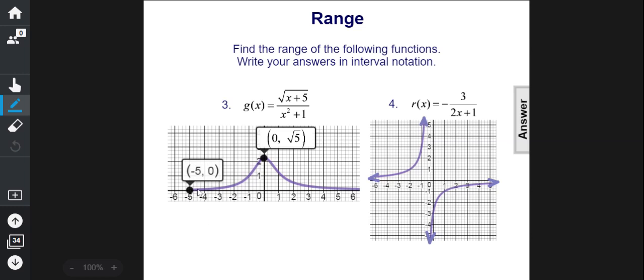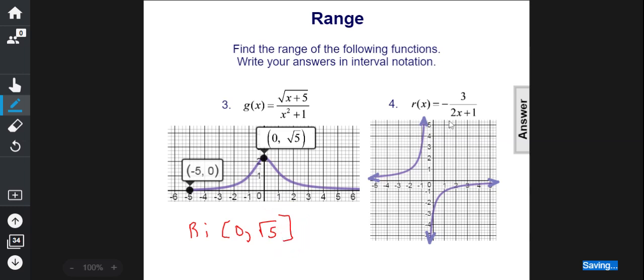In both cases, we don't have any open circles or open intervals, so we're going to include that 0 and the square root of 5. So when I put my range, I would start at 0, and I would go up to the square root of 5. I said 5, but it's the square root of 5. And we can include both.